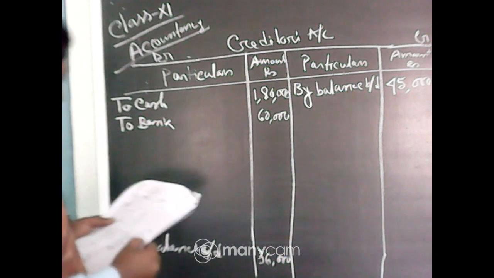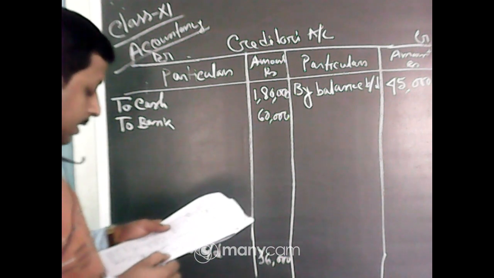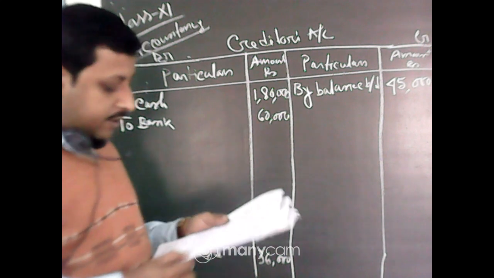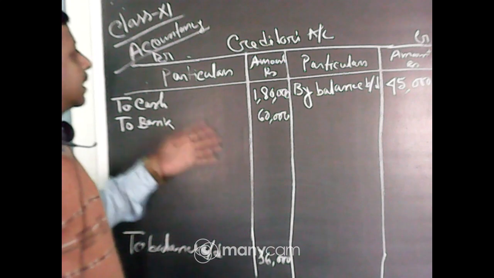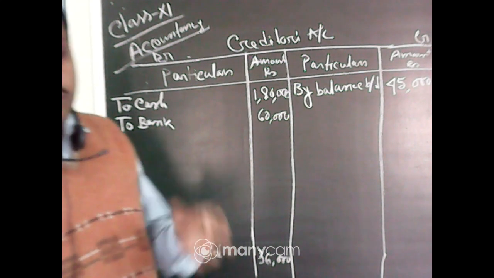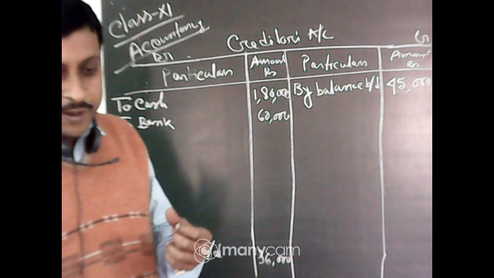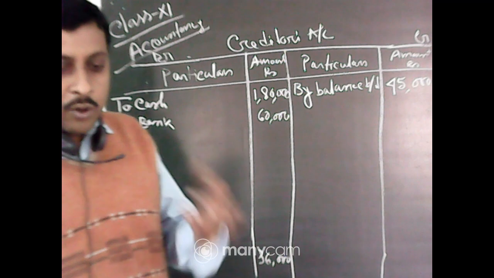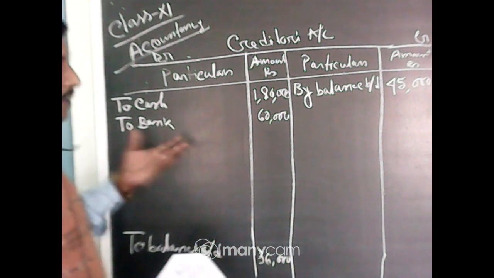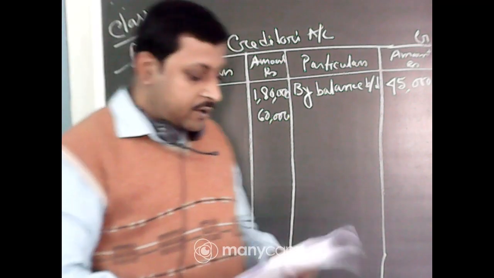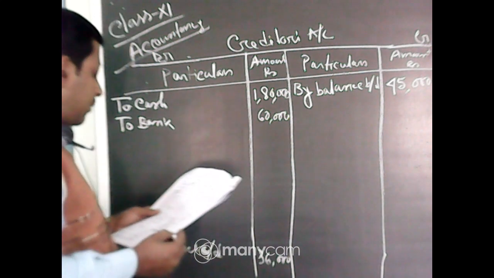Now, next is cash purchases 75,000. Here the thing is, cash purchases will not come in the creditor's account, because we know who the creditor is: the person from whom we purchase the goods or any services on credit. Only that person we call the creditor. So in cash purchase there is no creditors concept. We already paid the cash to them, so that will not come in the creditors account.